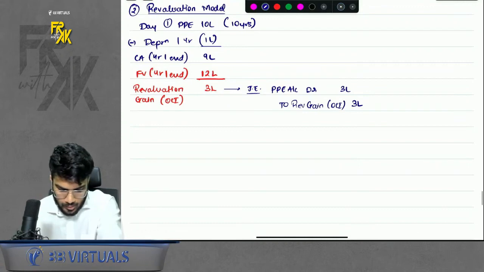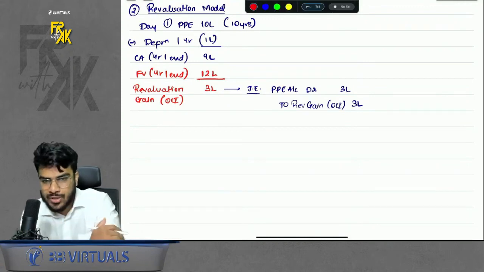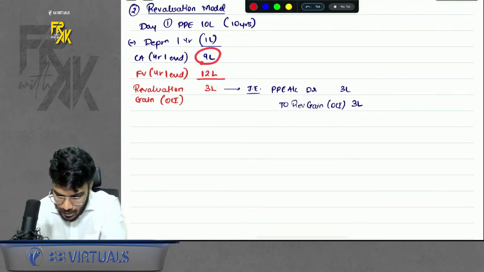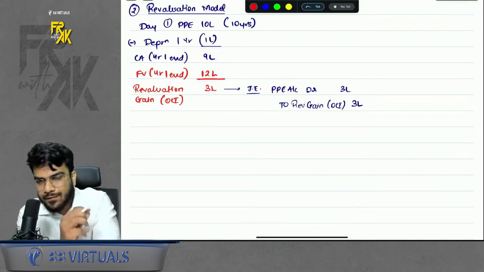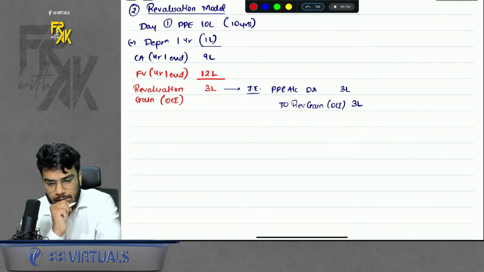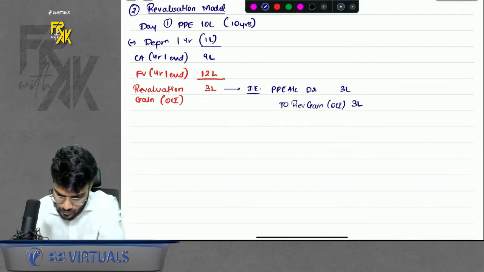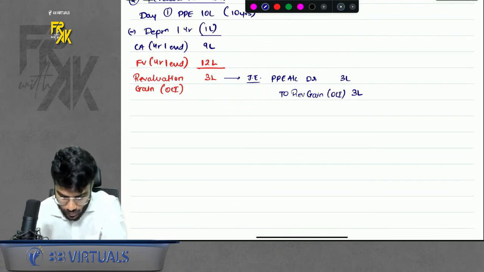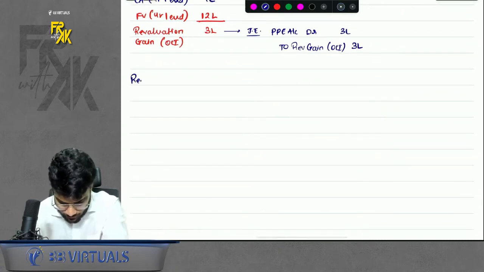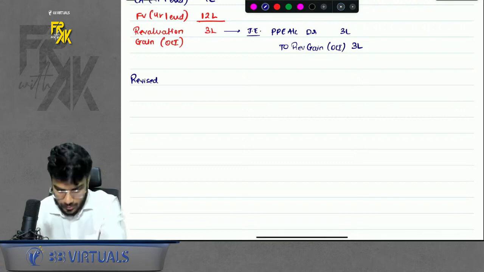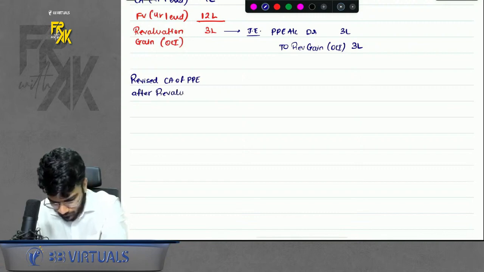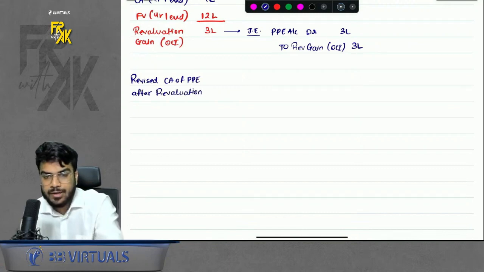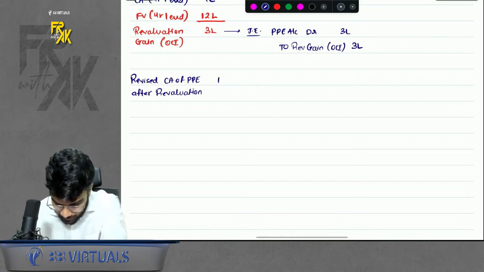Now, can I ask you one question? Our carrying amount was 9 lakhs. We increased the value of PPE by 3 lakhs. So what will be my revised carrying amount of PPE after revaluation? Perfect answer, it will be 12 lakhs.